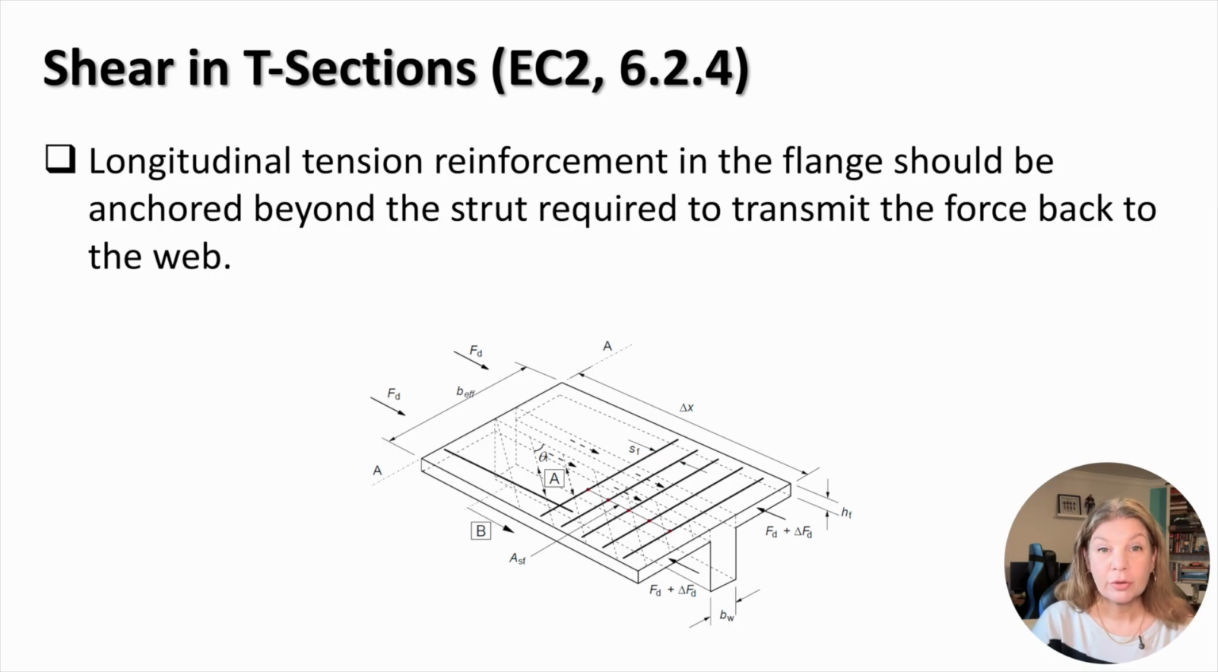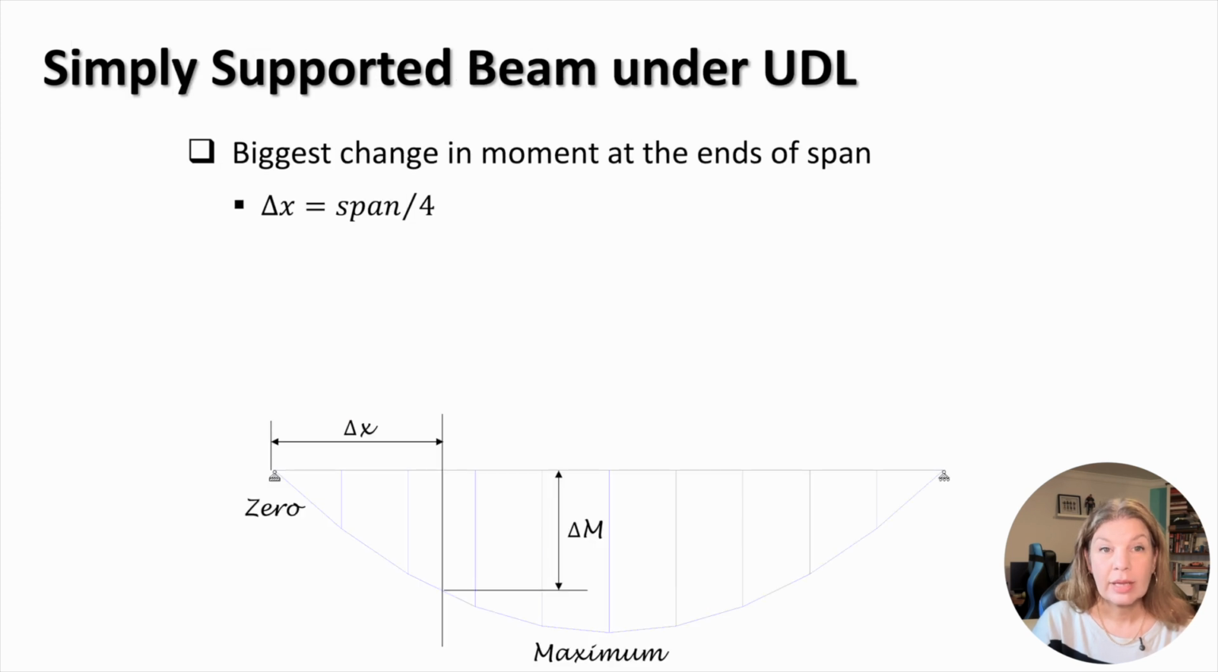Longitudinal tension reinforcement in the flange should be anchored beyond the strut required to transmit the force back to the web. Otherwise, it won't be able to carry the tension force effectively. In the case of a simply supported beam under uniformly distributed load, the biggest change of bending moment occurs at the ends of the span.